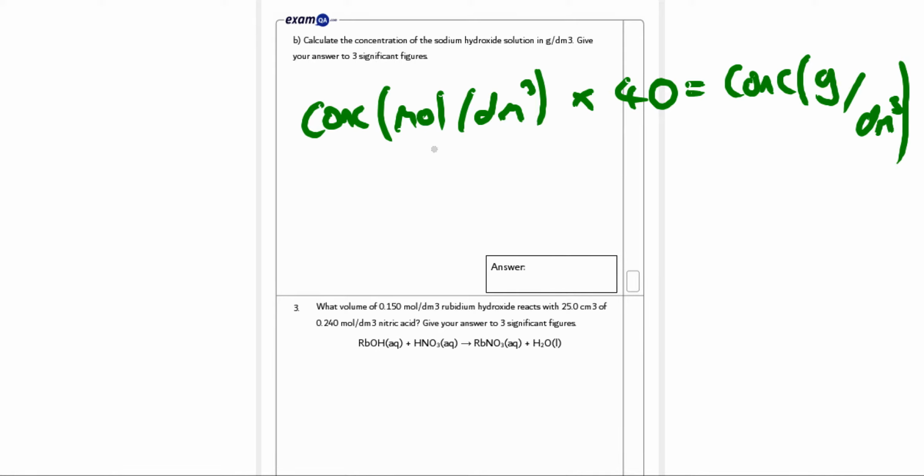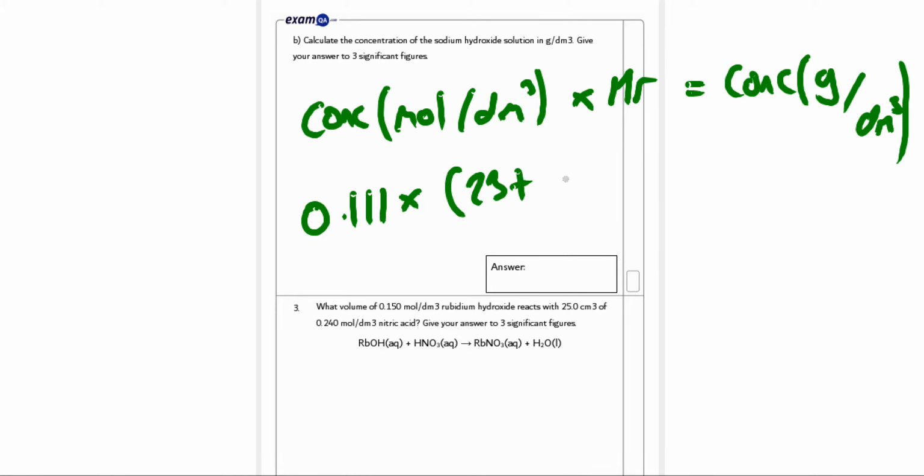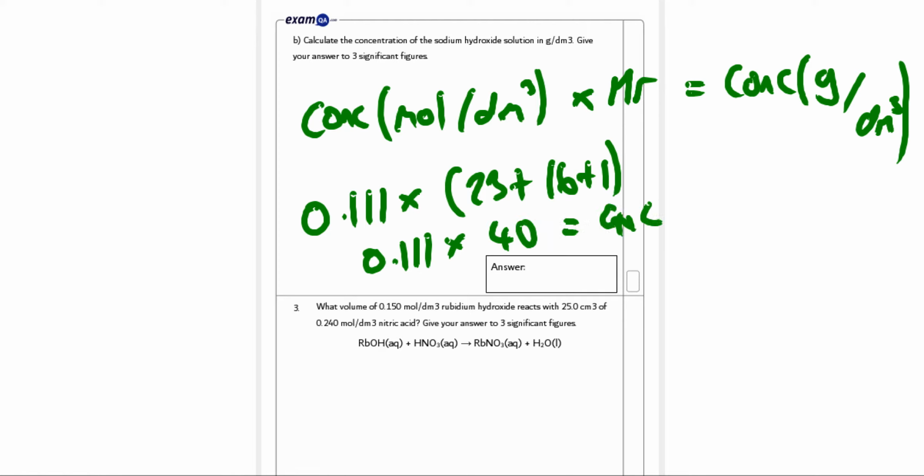So the way that we do this one, again, the concentration we're given, 0.111, and then we look at the Mr of sodium hydroxide. So I've written 40 here, and it should be equal to the Mr. And then from here we just plug it in, so that's going to be 23 plus 16 plus 1, which of course is 40, so 0.111 times 40, which gives us our result, 4.44 grams per decimeter cubed.